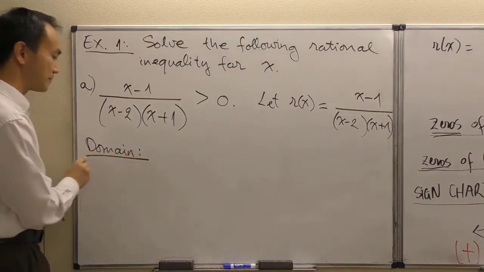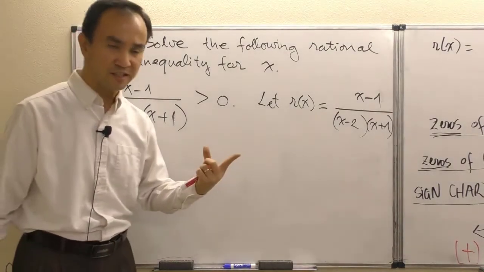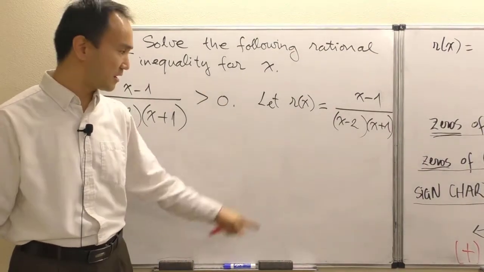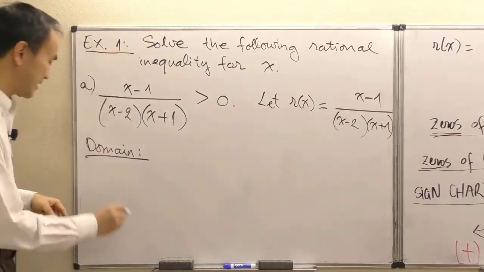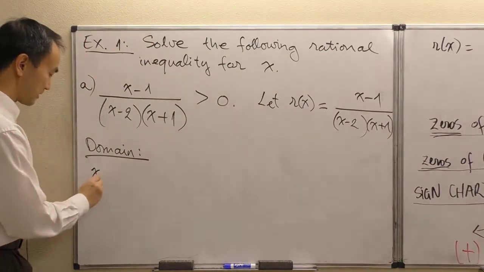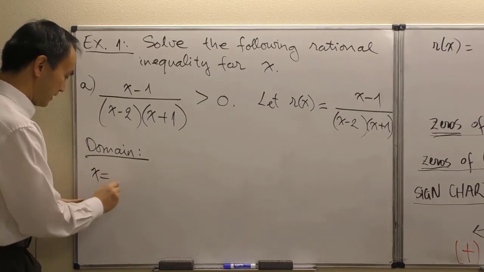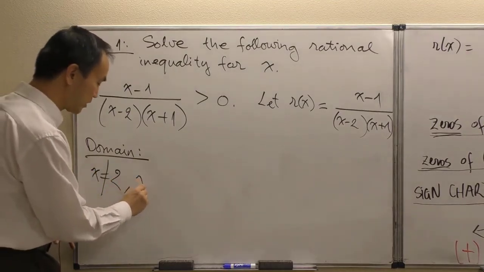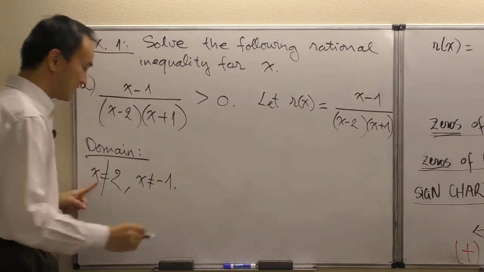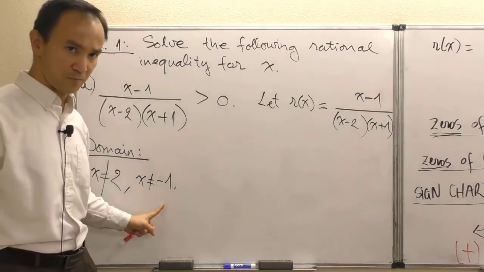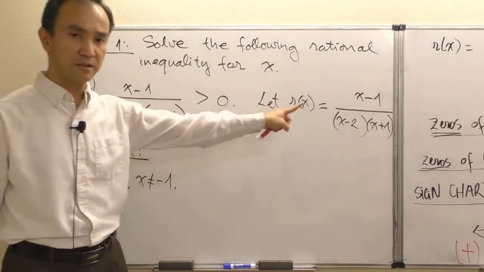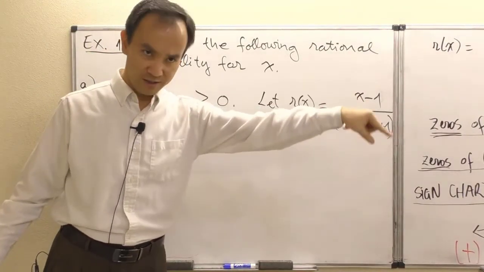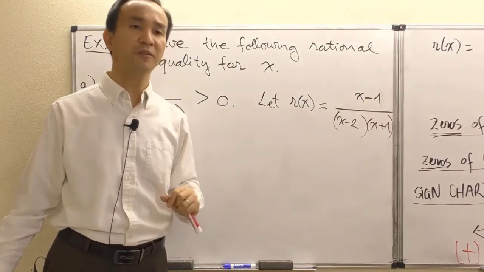Okay, and now from your experience at this point, I'm not going to waste your time explaining again how to find the domain. The domain that comes out of this function is easy. One of them is x: we need to exclude x equals 2, and then the other one we need to exclude x equals negative 1, because these are the zeros of the denominator before any kind of simplification.